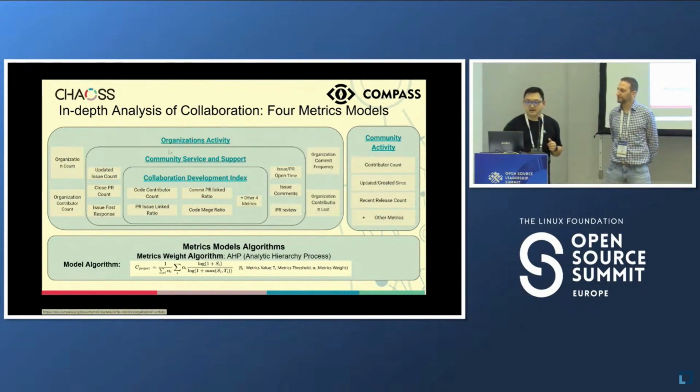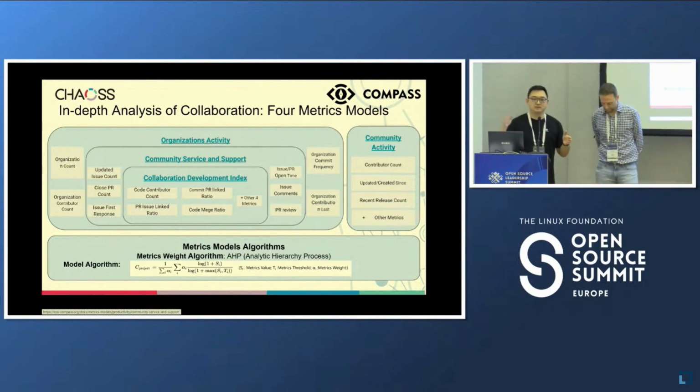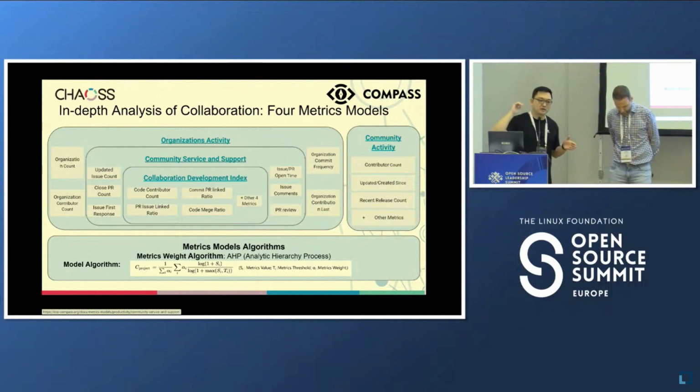And we use another metrics model called community service and support. We use this metrics model to say, okay, if you want contributors from your community to collaborate smoothly, what kind of service and support can you provide to your contributors? We would measure the capacities provided by this community.